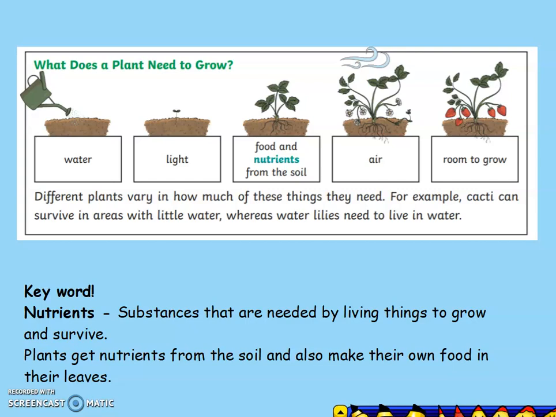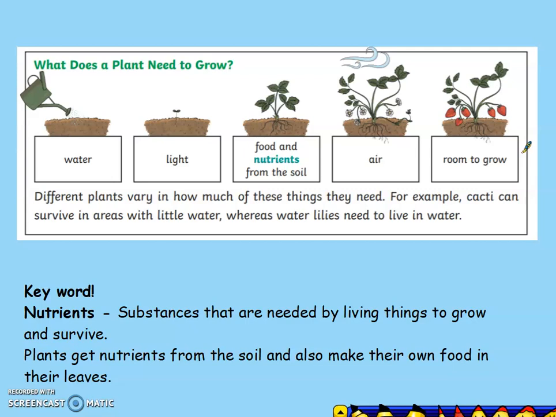So what does a plant need to grow? This is something that we're going to write about in our introduction, so it's really important we learn about it now. You might already have covered it in your science lessons. There are 5 main things that a plant needs to grow. Water, light, so sunlight, food and nutrients from the soil, air, which leaves use for photosynthesis, and room to grow.